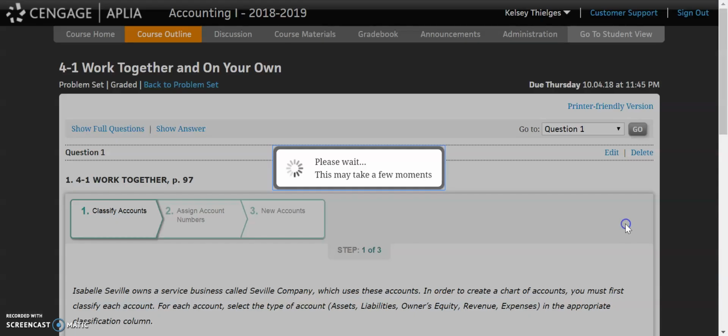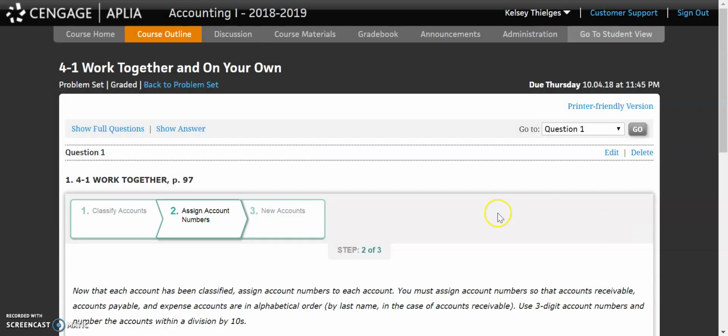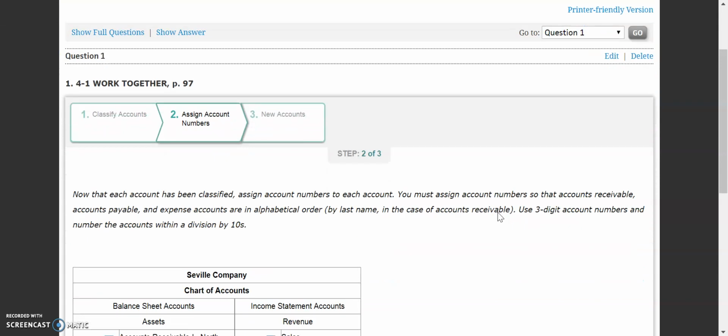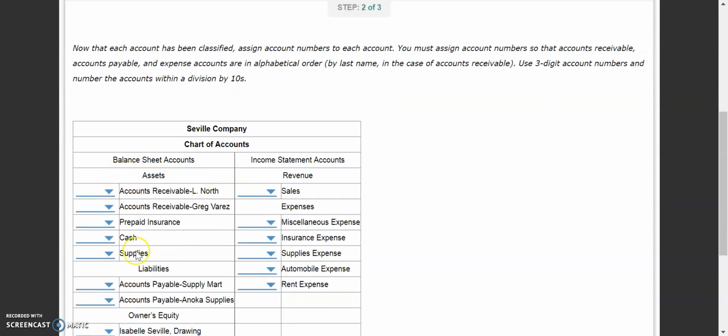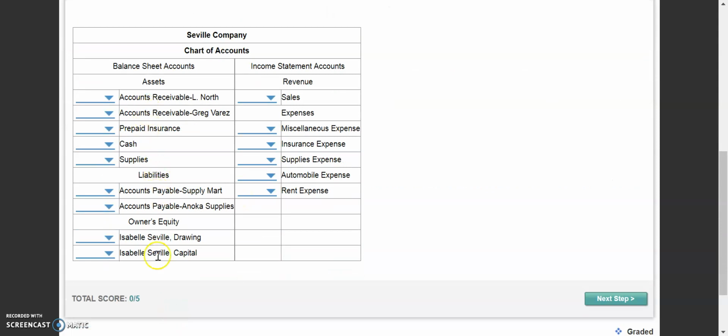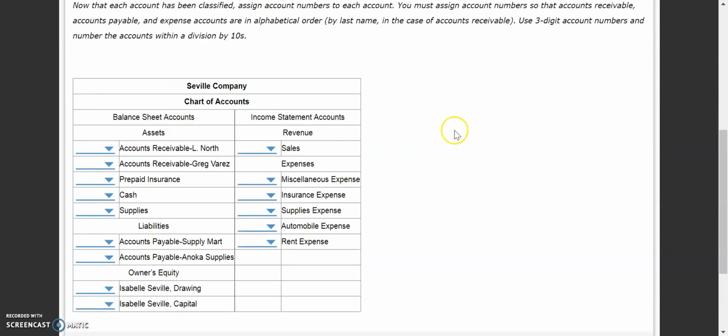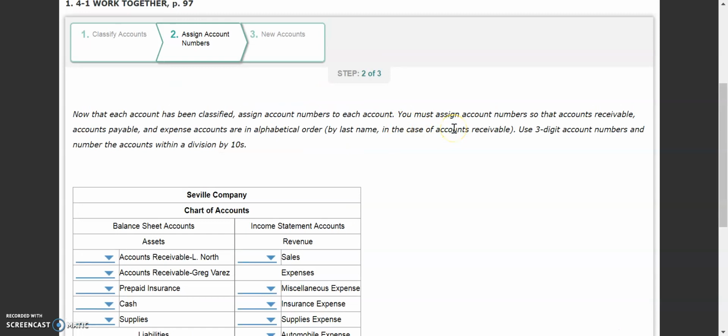You can go down and click your next step, and that'll bring us to step 2, which is assigning account numbers. So now that we've classified each account, and what they did is they actually put it into our assets, liabilities, owner's equity, revenue, and expenses. Now what we want to do is assign account numbers so that our accounts receivable, accounts payable, and expense accounts are going to be in alphabetical order by last name. And then our 3 account numbers and the numbers within a division by tens.